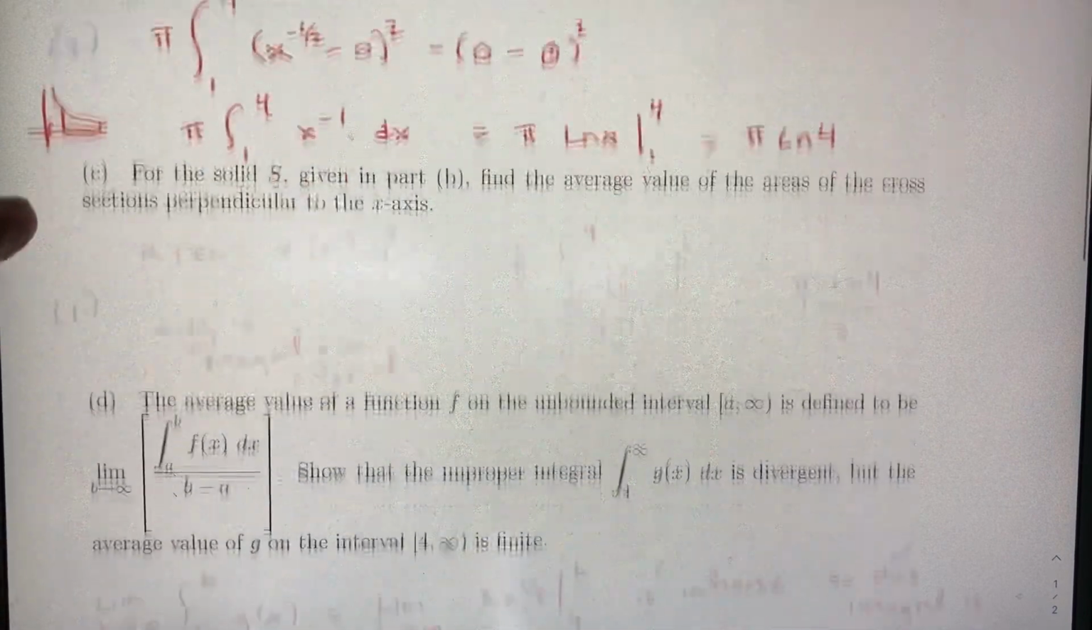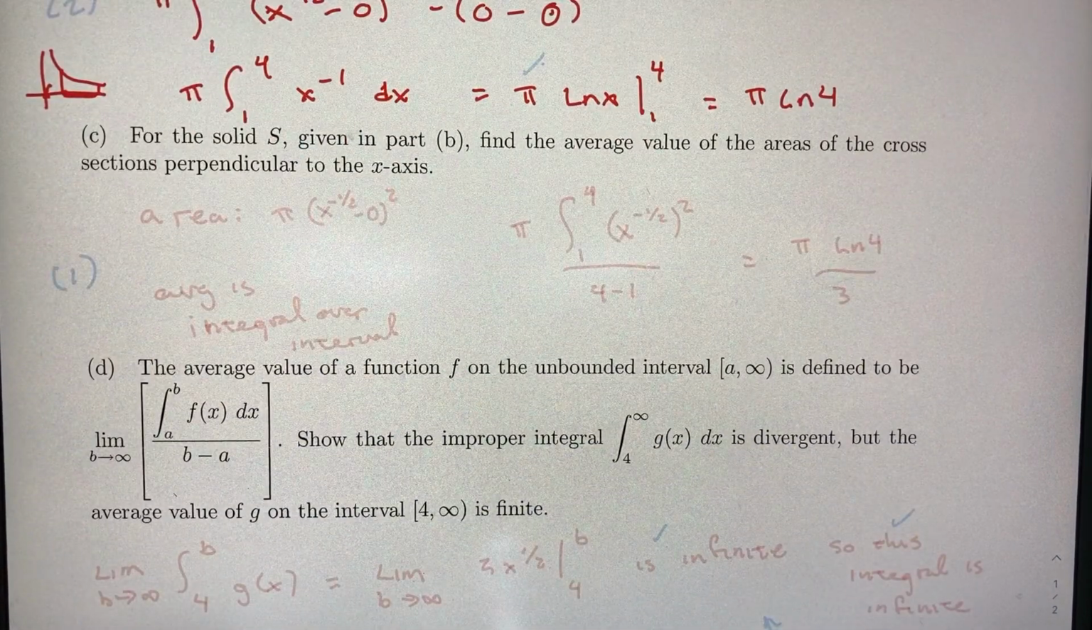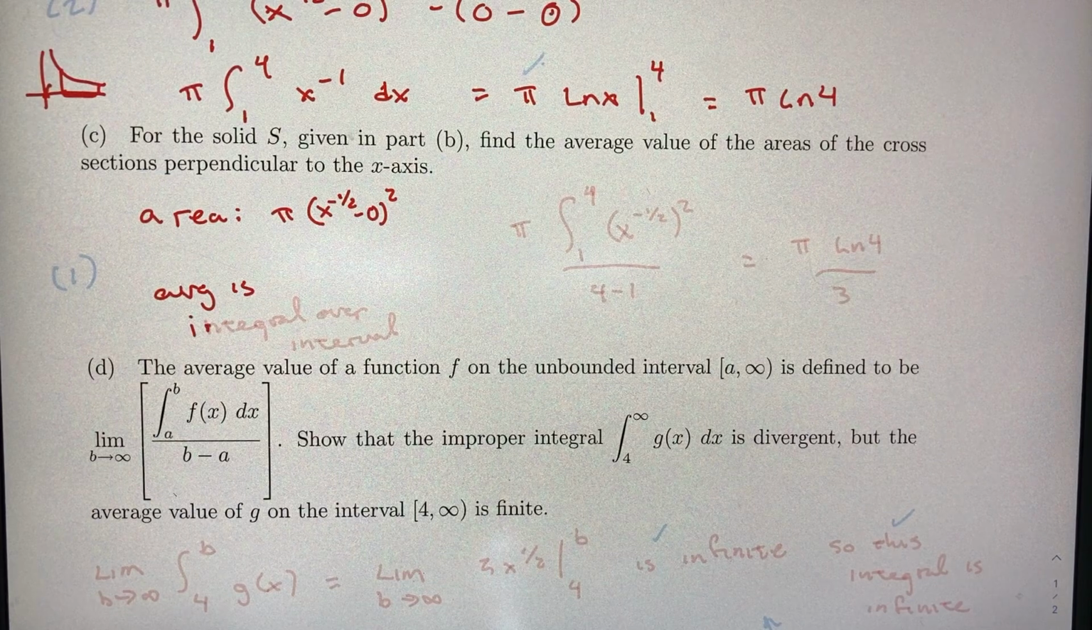Okay. Average value of cross-sectional areas. The cross-sectional area is pi r squared, and the radius is still the same radius. And the average is the integral over the interval.